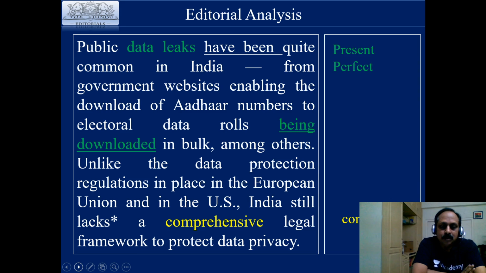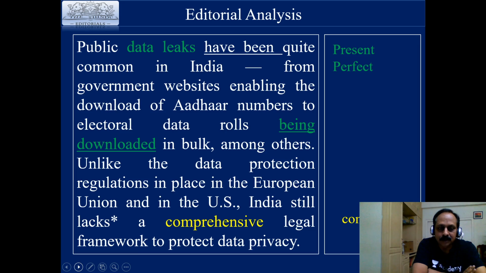Here, the editorial says these leaks are not something new and have been there for quite some time. Public data leaks have been quite common in India, from government websites enabling the download of Aadhaar numbers to electoral data rolls being downloaded in bulk, among others. So, two instances where the data has been extracted. One is Aadhaar numbers, and the other one, electoral data rolls being downloaded in bulk, among others.